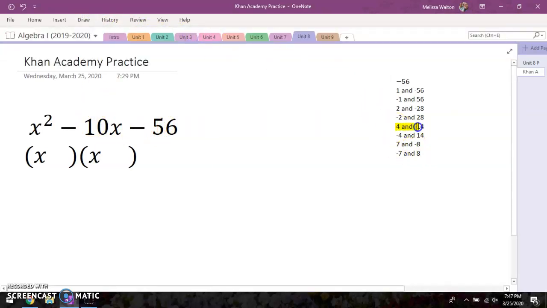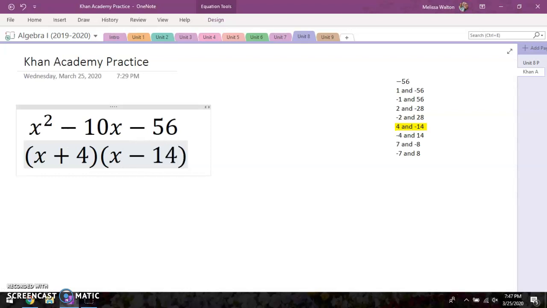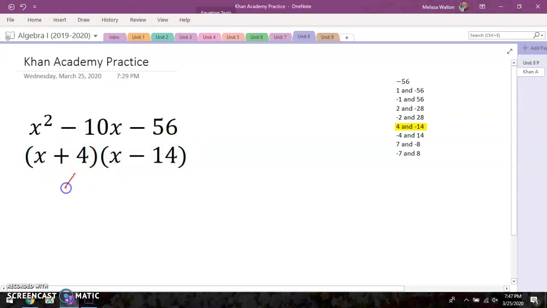That would be this one right here, 4 and negative 14. So my final factored form is x plus 4, and this is x minus 14. Now, be careful. I know it's really tempting to say, hey, I have my x-intercepts. My x-intercepts are 4 and negative 14. This is not the case.